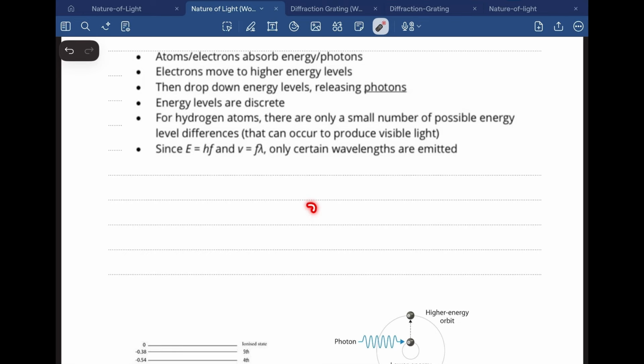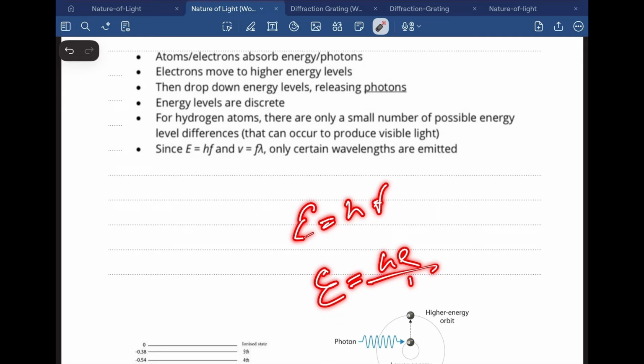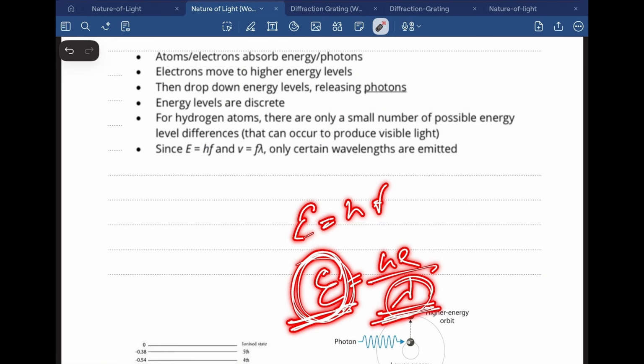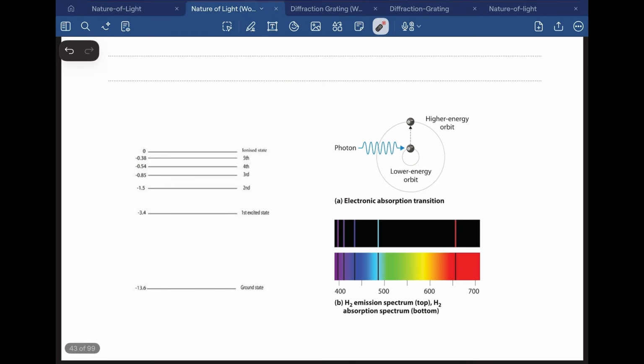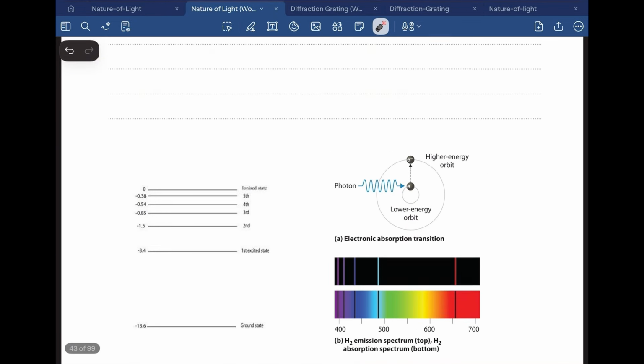Okay, and we know energy is equal to hf, which can also be written as energy is equal to hc by lambda. Okay, so as only a small number of energy level differences are available for hydrogen to produce visible light, only certain wavelengths are emitted.